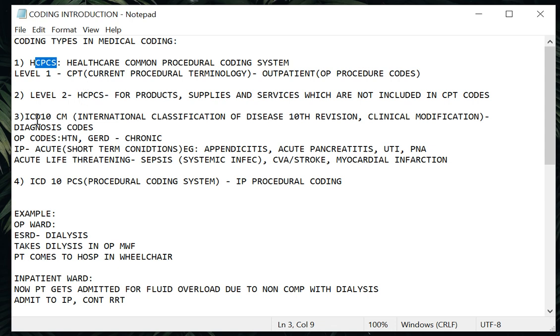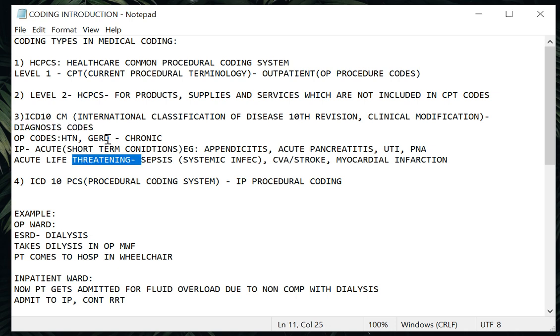Fine. So now one more type of coding is ICD-10-CM. Okay, what is this ICD-10-CM? It is International Classification of Diseases. 10 stands for 10th revision and CM stands for clinical modification. So this code is used to capture the diagnosis code. Diagnosis code is nothing but the disease conditions which the patient has.